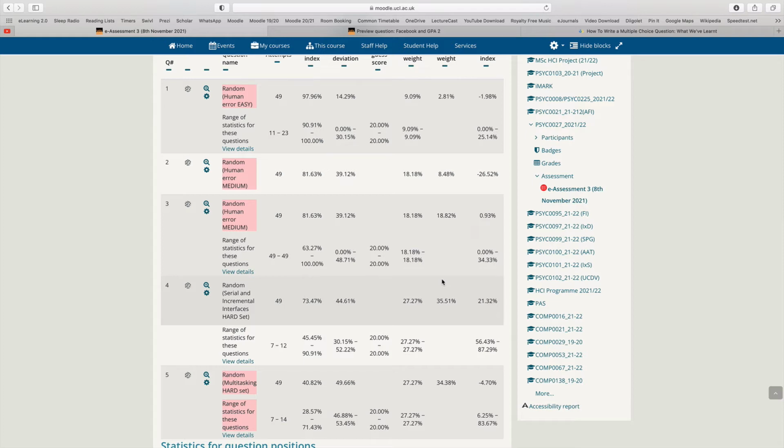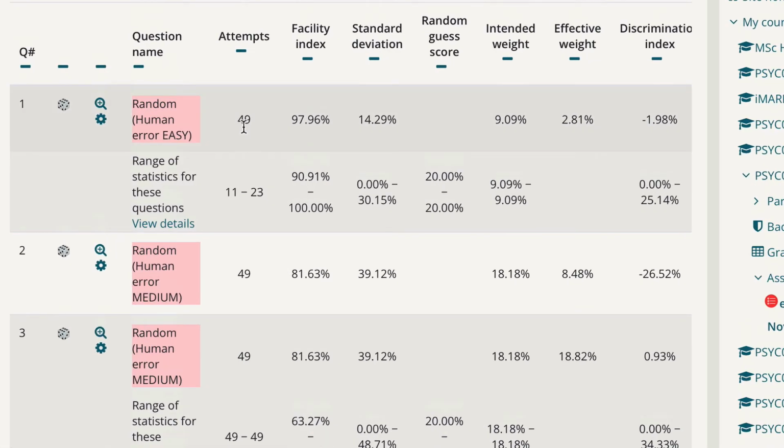Really, the only thing I'm looking for here is the ones that Moodle has marked in pink, which is very helpful. I'll explain how it chose to mark them in pink. But if I pick question 1, for example, again, it's confirming 49 people did this question. If you've got random selection of questions, it might mean that not everyone got it. The facility index is MCQ Moodle speak for the mean score for this particular question. So 97.96, basically everybody's getting this question right. It's an easy question. That's not necessarily a bad thing.